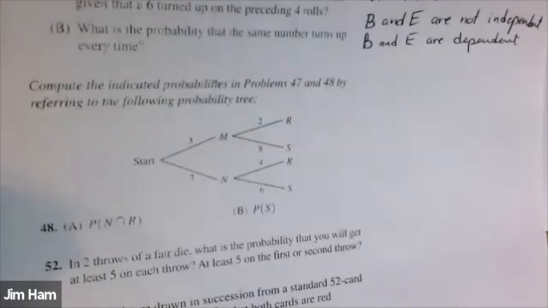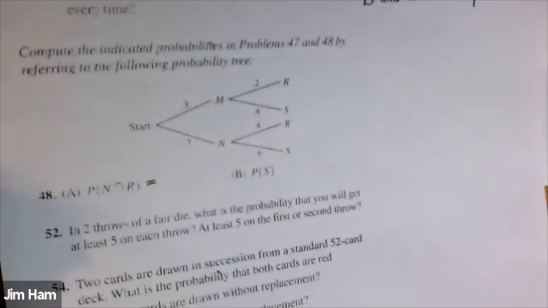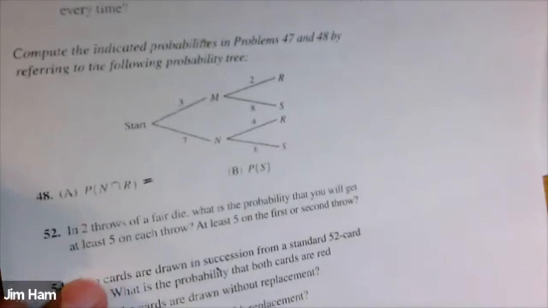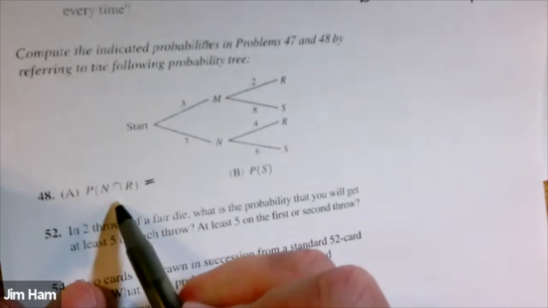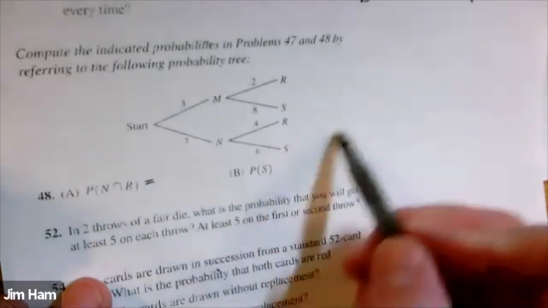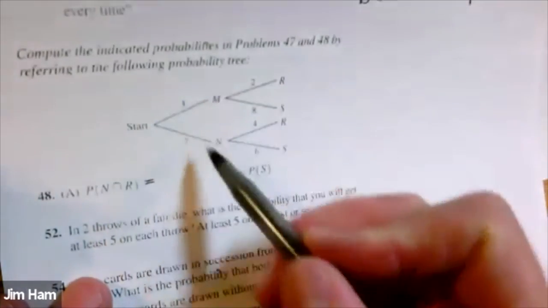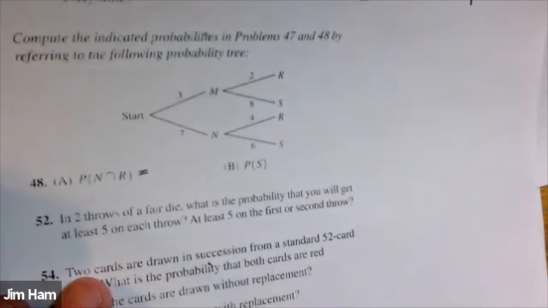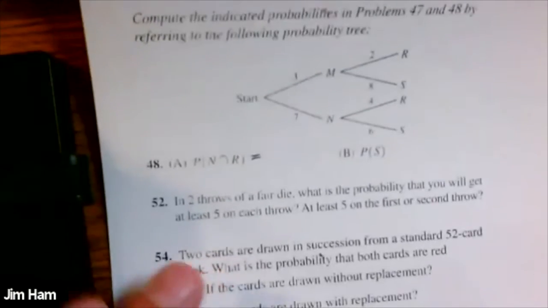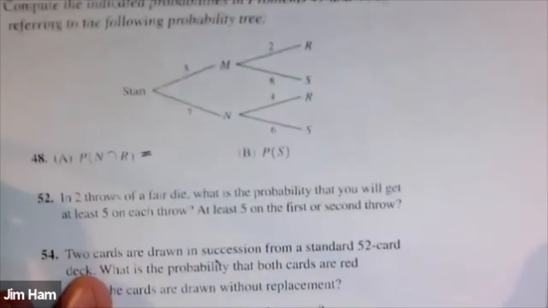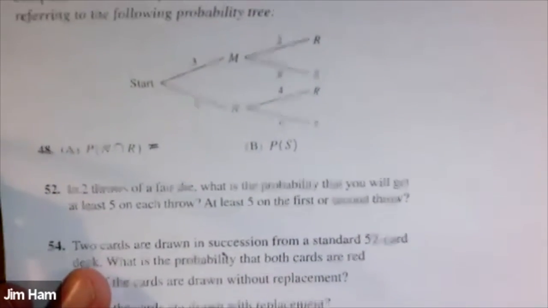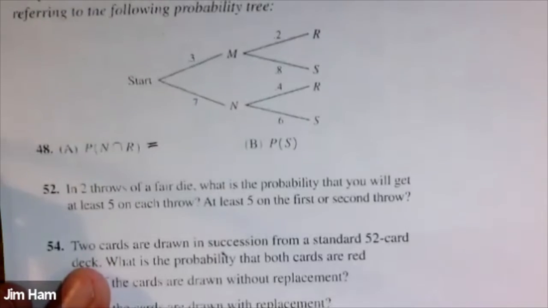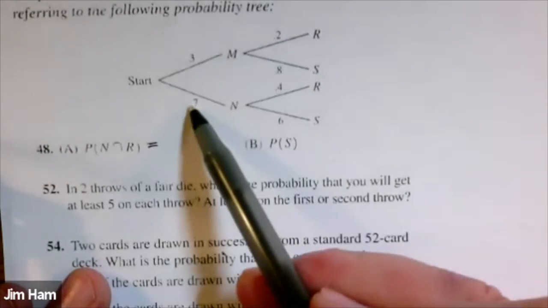0.7. Let's calculate a couple of these. See if you remember how to do these probabilities in a tree diagram. What's the probability of N intersect R? And here's the tree diagram. In our future problems, we're going to ask that you construct this tree diagram. You can see that well. There's decimal points in one of these.